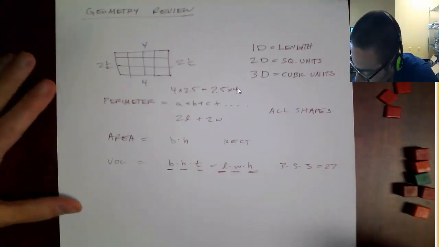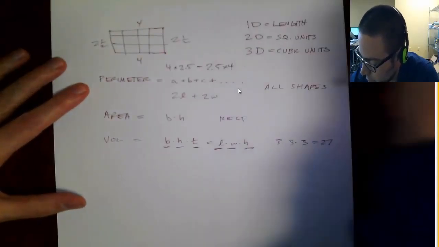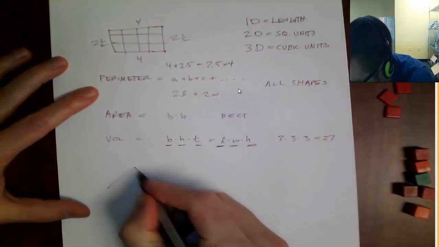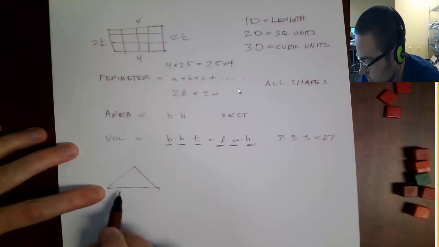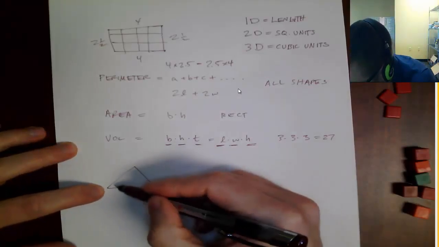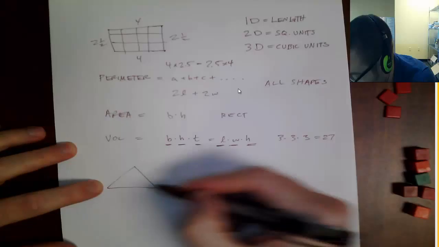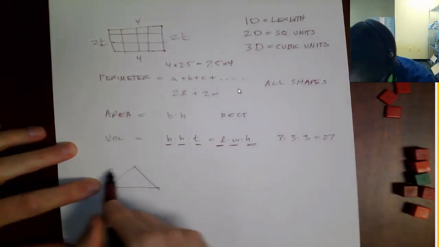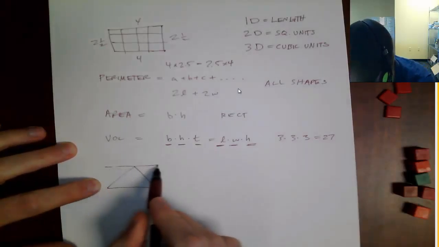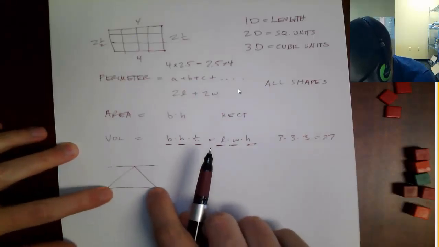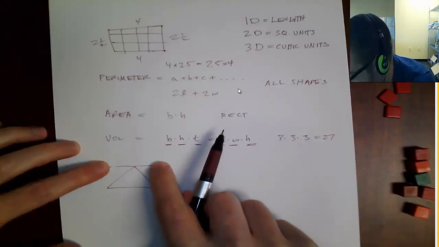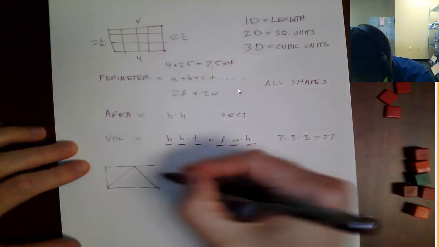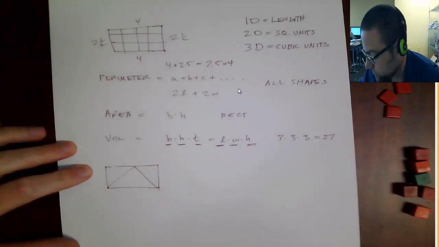Alright, let's talk about some more areas of different shapes. So there's also the triangle. The way we can think about this is we know about rectangles, but we can't really cut this into squares. So what we can do is make it into a rectangle by taking that bottom base and shifting it straight up parallel, and then I just draw these lines in. Now it's a rectangle, right?